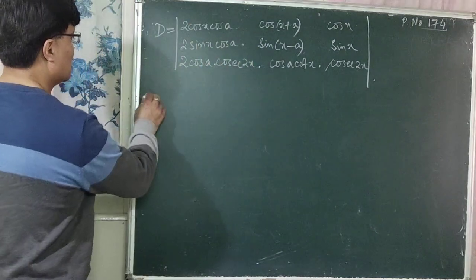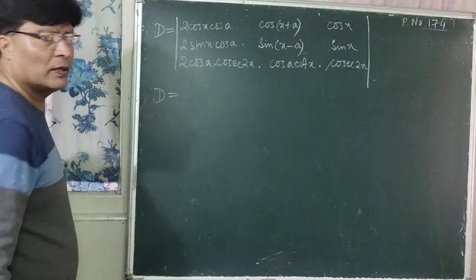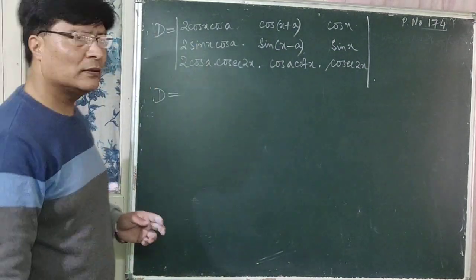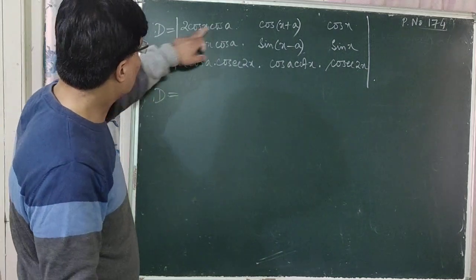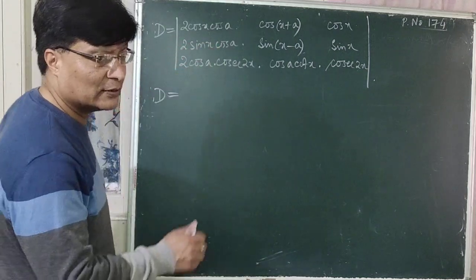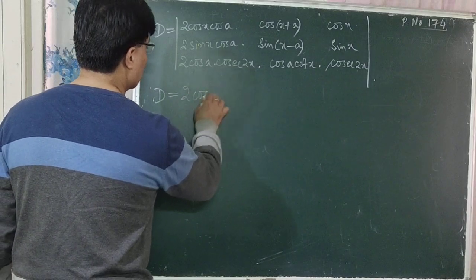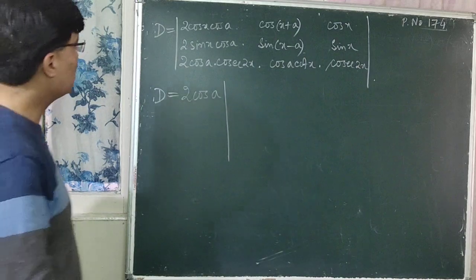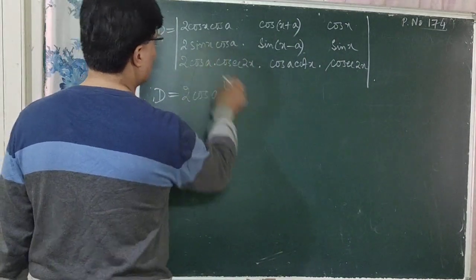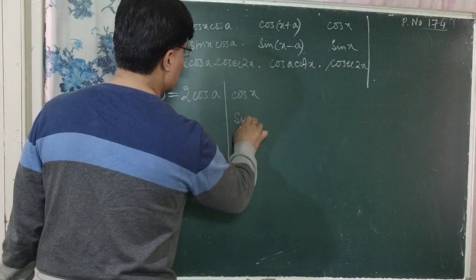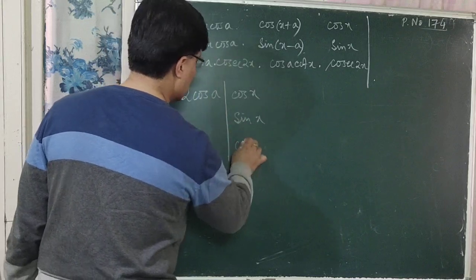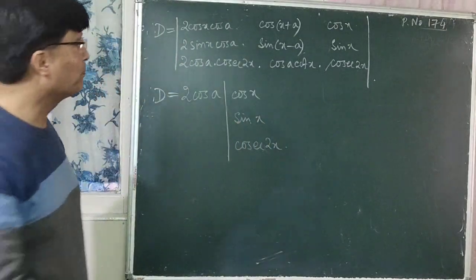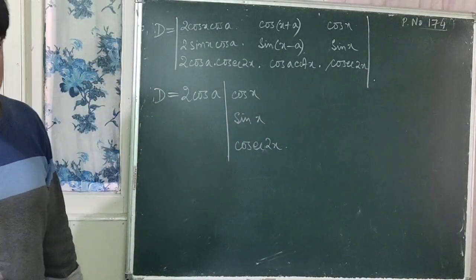Right? So now D is equal to, now in the first column there is something common. What is common there? 2 cos a is taken common now. So within the determinant, what is the new first column? 2 cos A is taken common, cos x, sin x, and cosec 2x. Right? So this is the new first column, and the second column and third column remain same.